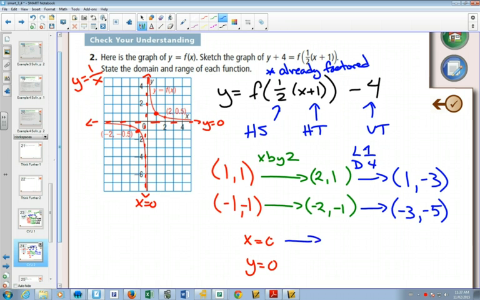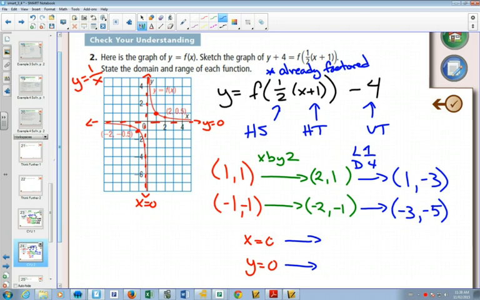Now the only thing that affects asymptotes, can you see if the x-coordinate is 0, it doesn't matter what you multiply it by. It'll always stay 0. Same thing with the y-coordinate. So you can ignore the x by 2 in this case, because that's not going to affect the asymptote. What will affect the asymptote is moving things left or right or up or down.